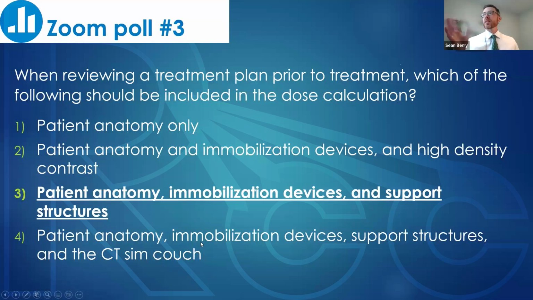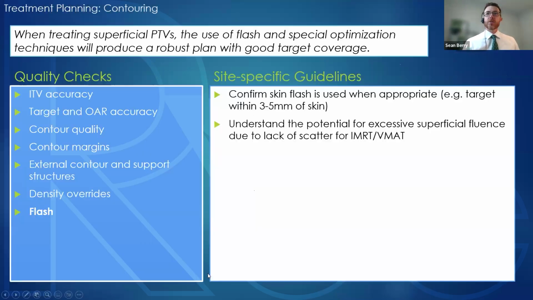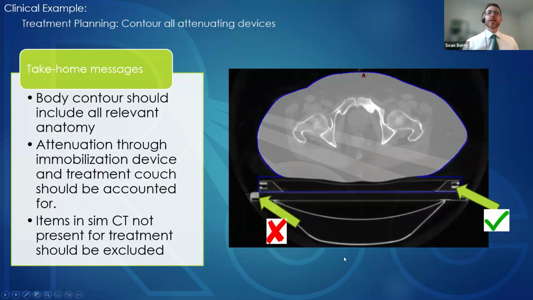There are some newer technologies where maybe you're doing a CT scan on your treatment unit itself for planning, but that's kind of out of what we're talking about today. So you would want to exclude the CT sim couch, and I just want to make sure that we got that clear here. That's what we're saying here. We're going to X that out, and we're not going to include the CT couch.